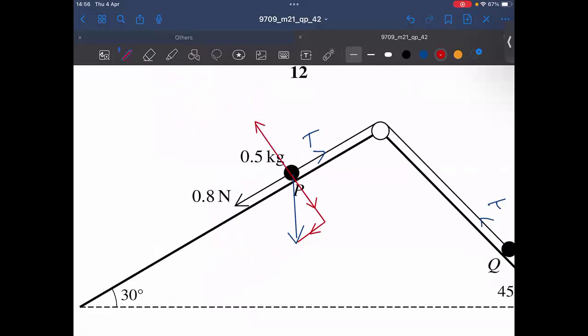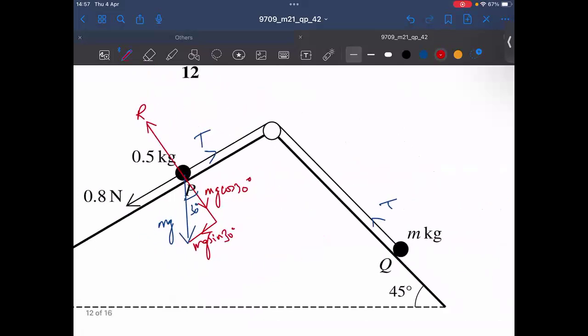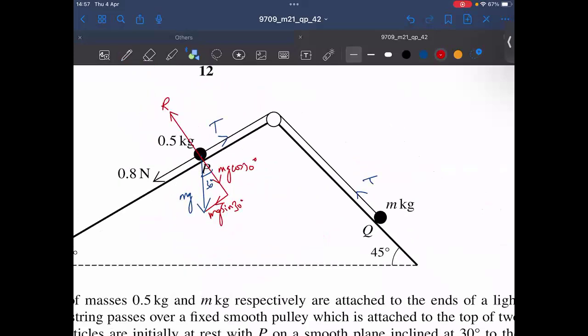Okay, this is R, and this is mg. This is going to be 30 degrees. This is the adjacent component, so it's going to be mg cos of 30 degrees, and this is going to be mg sine of 30 degrees. All right, and I'm going to do the same over here.